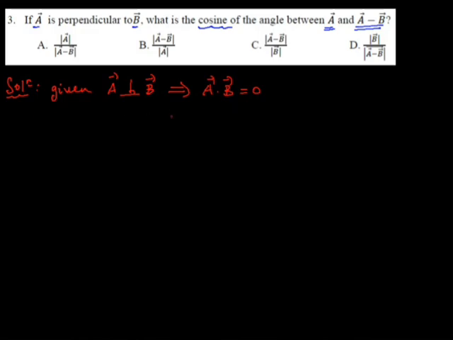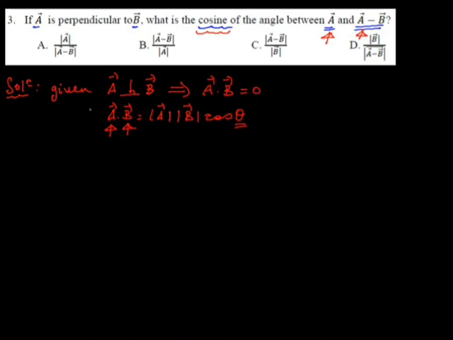The other thing is, if we have two vectors A and B, the dot product of A and B is defined as the norm of A, or the magnitude of A, times the magnitude of B times cosine of the included angle. This theta is the angle between the two vectors. Now let me take you back to the question. The question is, we are asked the cosine of the angle between A and A minus B. You can consider this A minus B as a single vector.